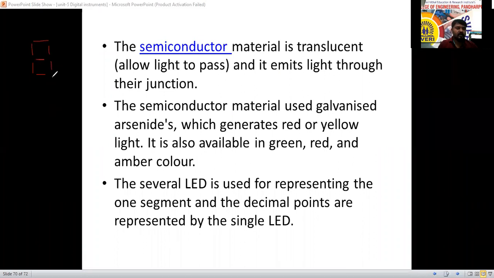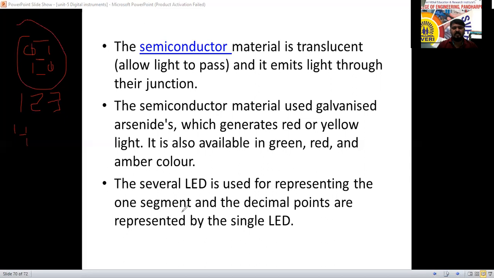For 1, only these two segments operate. For 2, this and this should not operate, then it becomes 2. For 3, these operate. For 4, this and this, like that. This is called a 7 segment display. We use 7 segments, 7 LEDs, and each one can be connected as common cathode or common anode in the circuits.